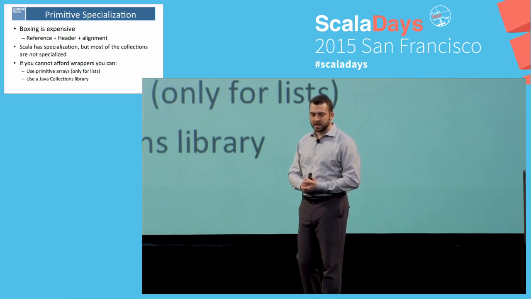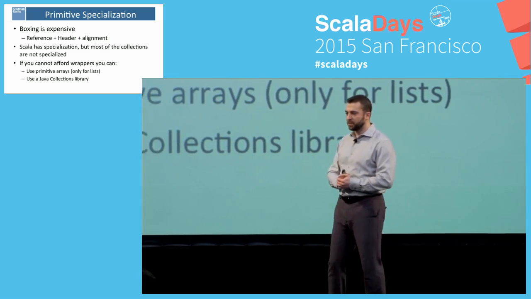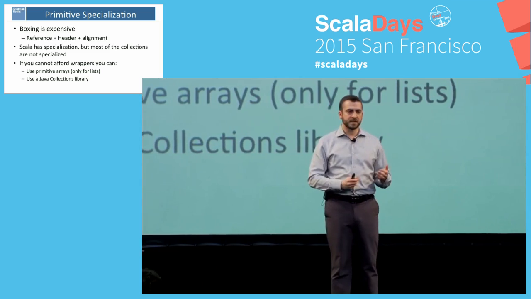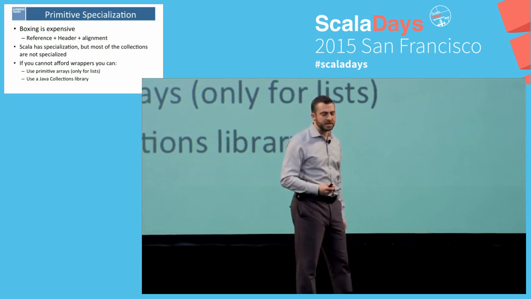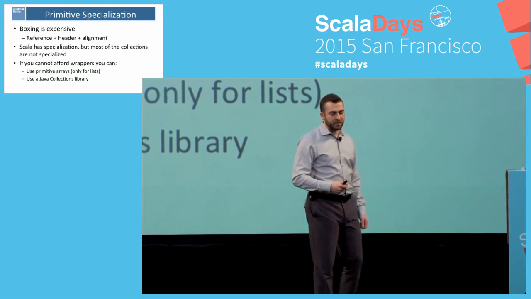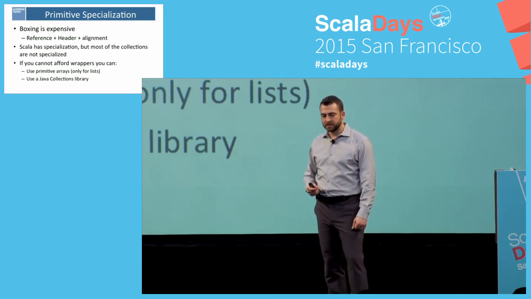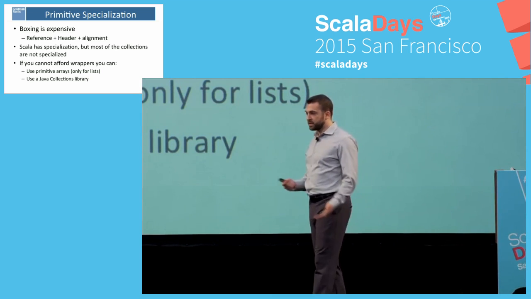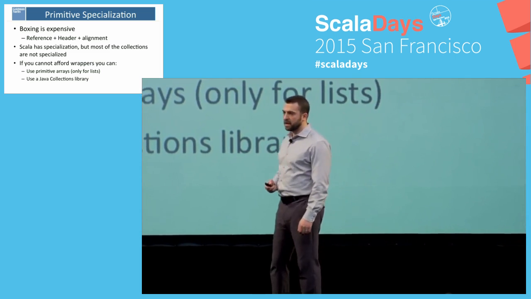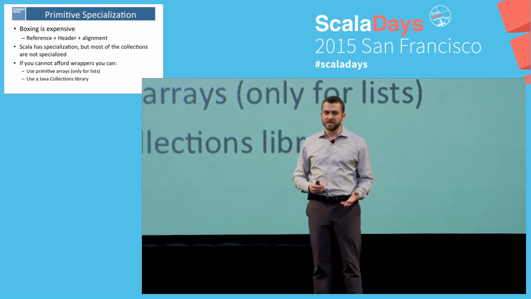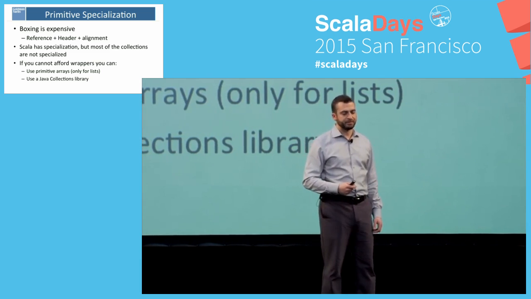But most of the collections are not specialized, and I don't think they can be specialized. They shouldn't be specialized, because they're implemented in a way that uses either sentinel objects or null checks or other things that mean you can't use specialization. And so if you cannot afford to pay the memory cost of a wrapper, then you have 2 choices, that I see anyway. You can just use primitive arrays, and that will work okay as long as your use case is for a list. But you're kind of out of luck if you want a primitive set or a primitive map where the values are primitive.